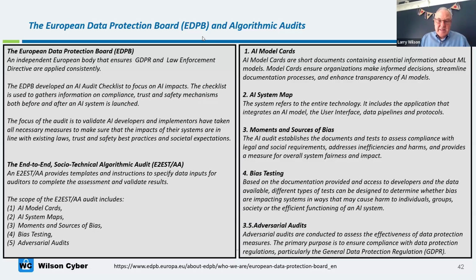Moments and sources of bias. The AI audit establishes documents and tests to assess compliance with legal and social requirements. Bias testing: you want to make sure testing is done on bias. This is related to the developers and the data. Different types of tests can be designed to determine whether there is bias. And then finally, adversarial audits are conducted to assess the effectiveness of the measures. The purpose is to ensure compliance with data protection. Some level of testing, evaluation, and validation needs to be done. Red teaming, pen testing, or threat modeling would be considered part of an adversarial audit.